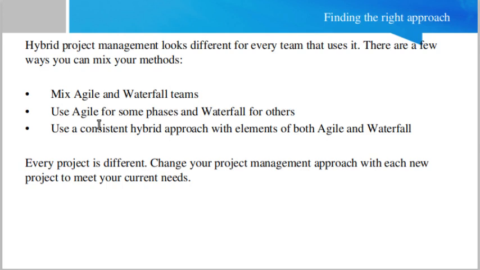Now, finding the right approach. Right approach means, how do you know where you have to use the agile approach and where you have to use the waterfall approach? So basically, hybrid project management looks different for every team that uses it. There are a few ways you can mix your methods. Mix agile and waterfall teams. Use agile for some phases and waterfall for others. Use a consistent hybrid approach with elements of both agile and waterfall. Okay, so this is the first thing.